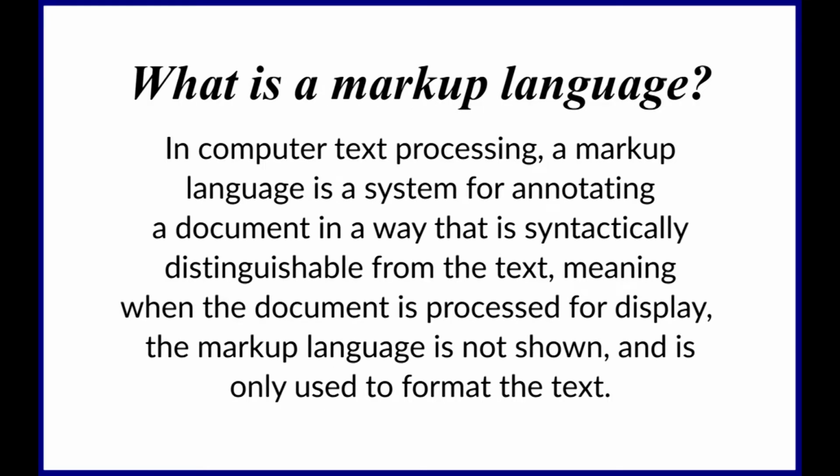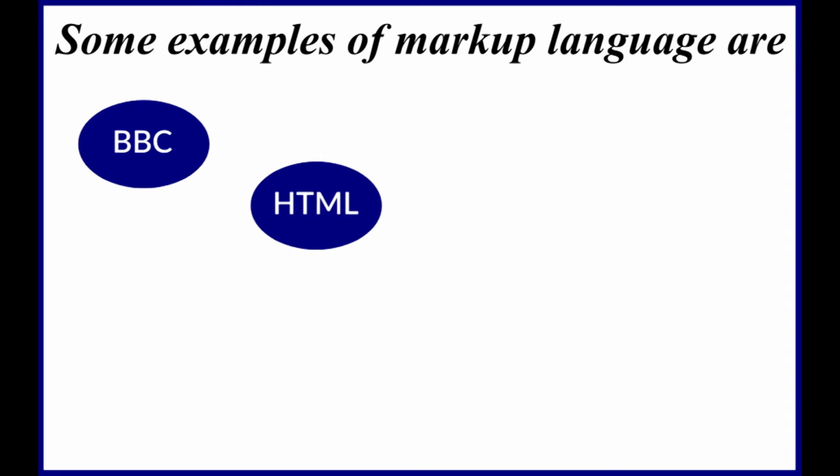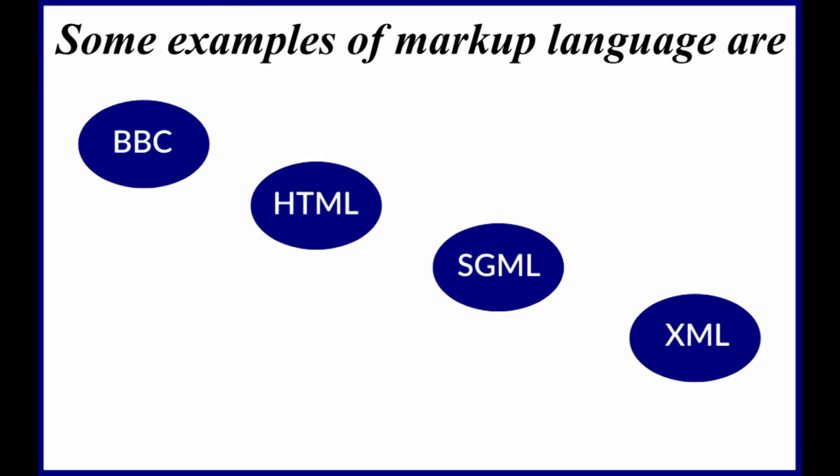In computer text processing, a markup language is a system for annotating a document in a way that is syntactically distinguishable from the text. So, when the document is processed for display, the markup language is not shown and is only used to format the text. It is also a computer language that consists of easily understood keywords, names, or tags that help format the overall view of the page and the data it contains. Some examples of markup languages are BBC, HTML, SGML, XML.